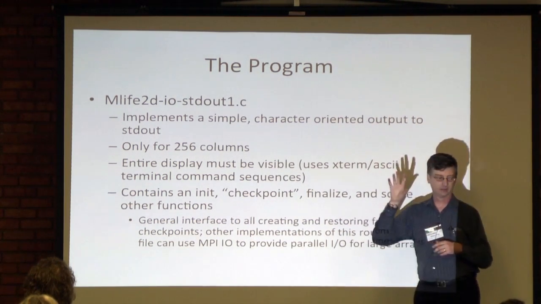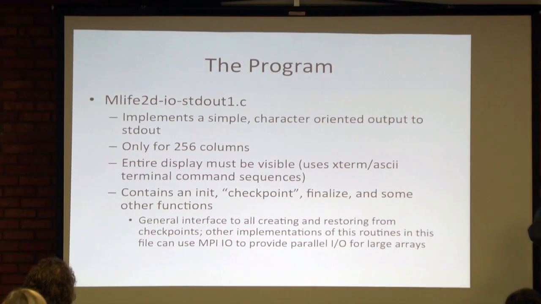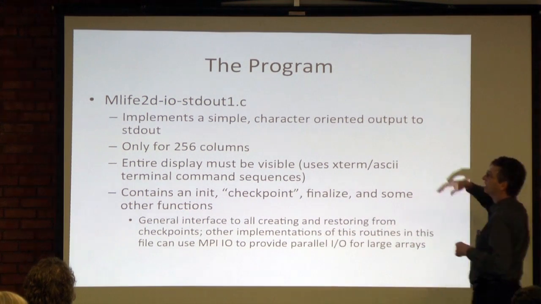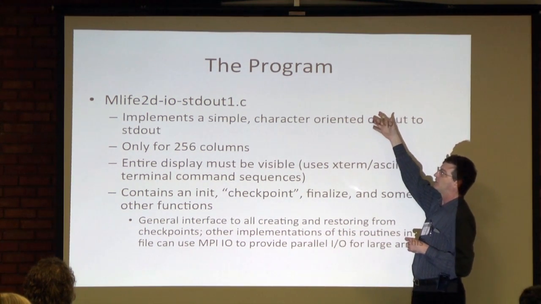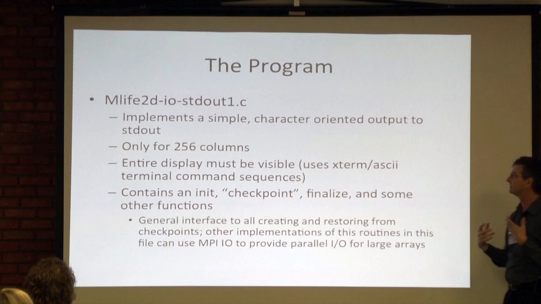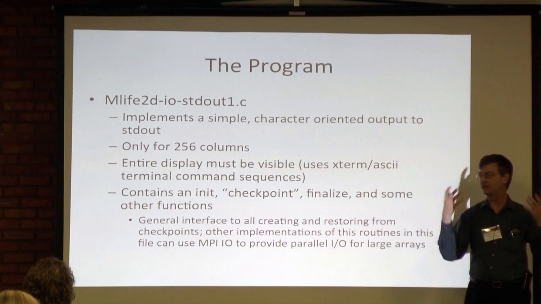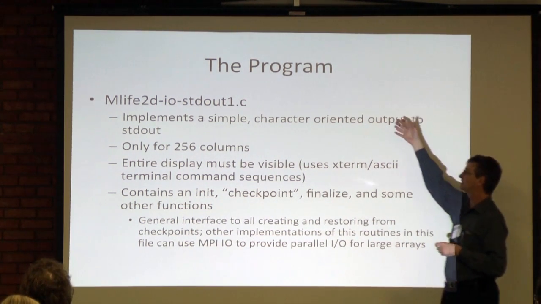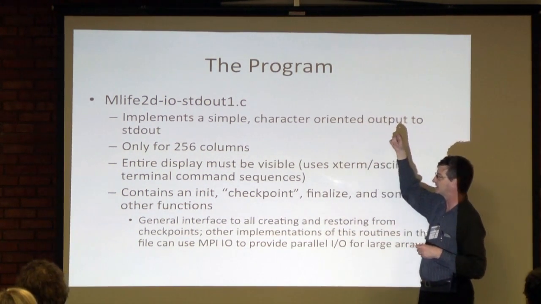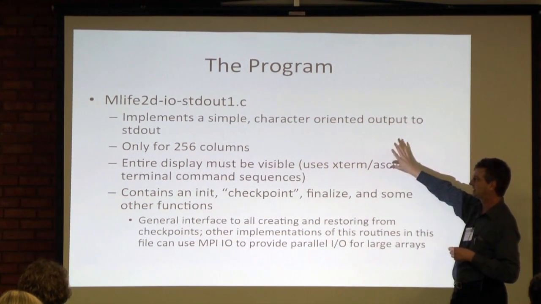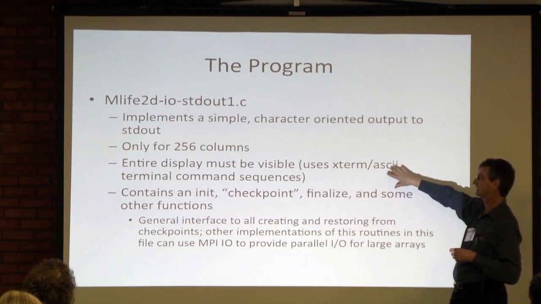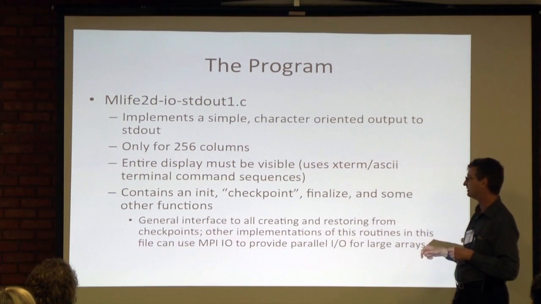There are a couple places where there's a mlife IO thing. I've included one file that implements a very simple character-oriented output to standard out. This is so you can watch the game of life as it executes. This one's set up only to do about 256 columns. It essentially assumes that you've got an X term and everything is visible.